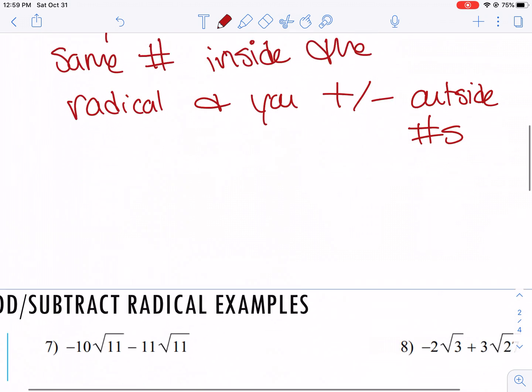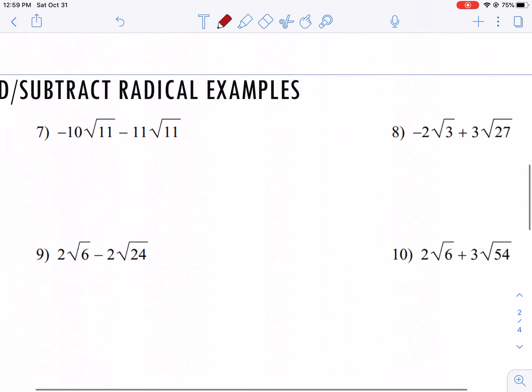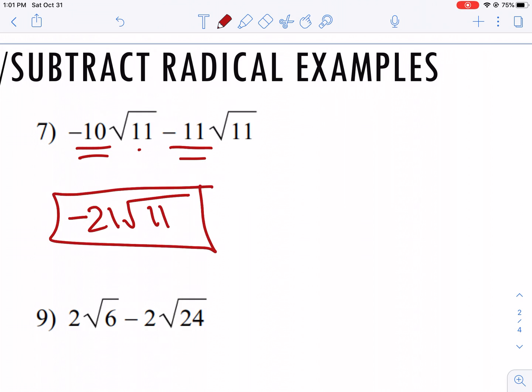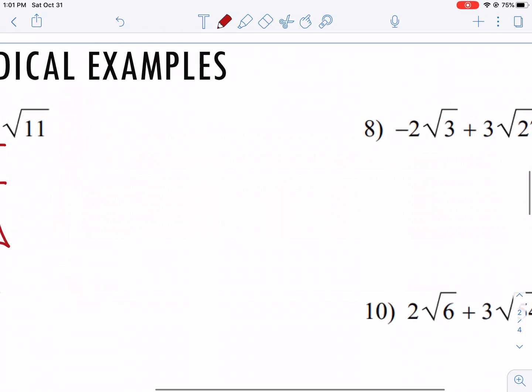All right, so if we look at this first one here, they both have the square root 11 inside the radical, so that means we can combine these. So when I do that, I just add the outside numbers, or subtract them in this case. So we're going to do negative 10 and combine it with negative 11, so that'd be negative 21, and then we just leave the radical, square root 11. So that is how we would combine those, negative 21 square root 11.